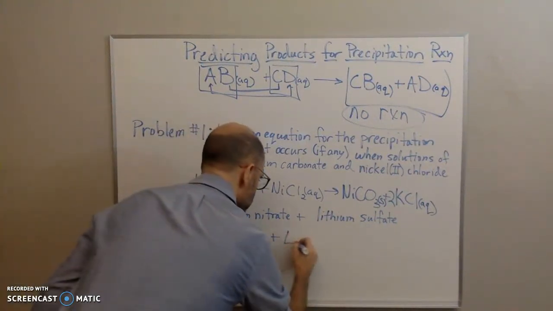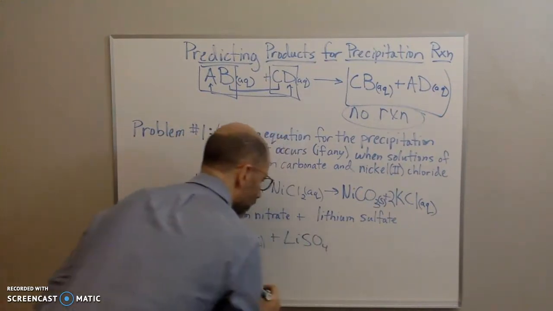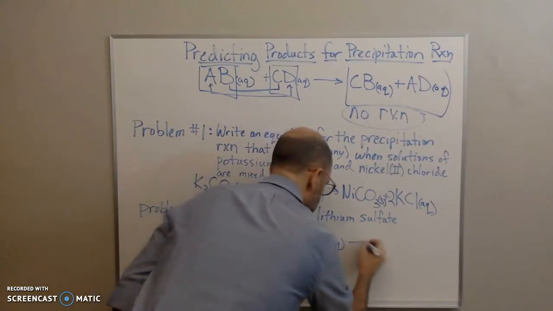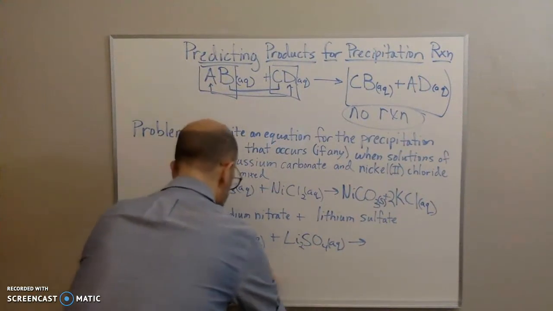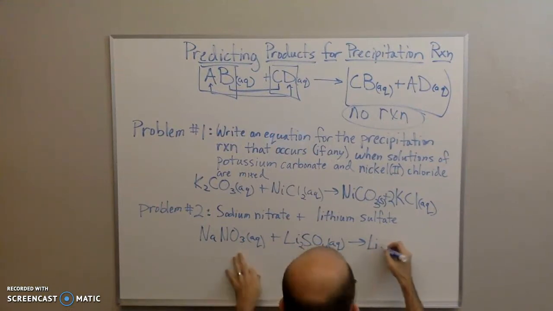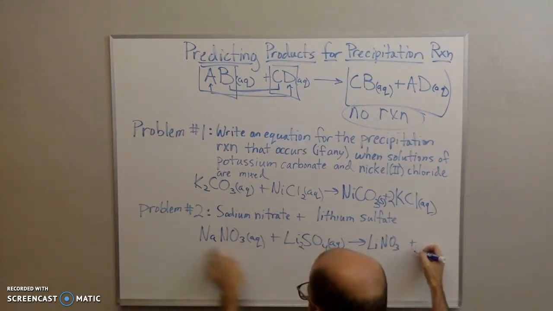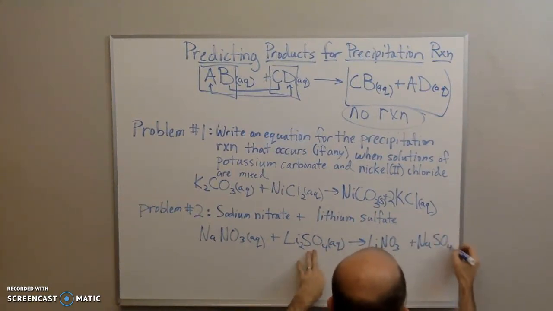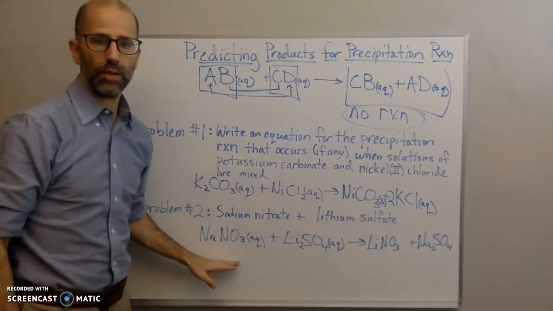And then I have lithium sulfate, Li2SO4, and that's going to be aqueous. And then I'm going to predict the products again. So I take the inside ions, lithium and nitrate, so LiNO3, plus the two outside ones, sodium and sulfate, Na2SO4. And so now I want to predict the product.